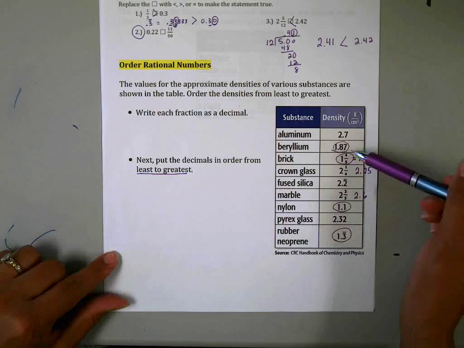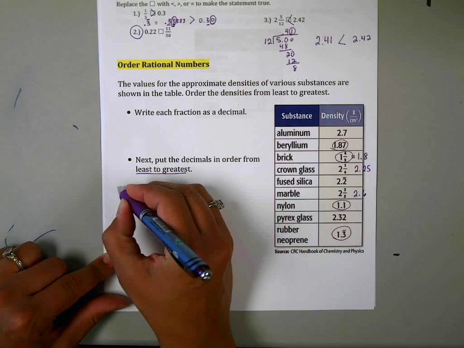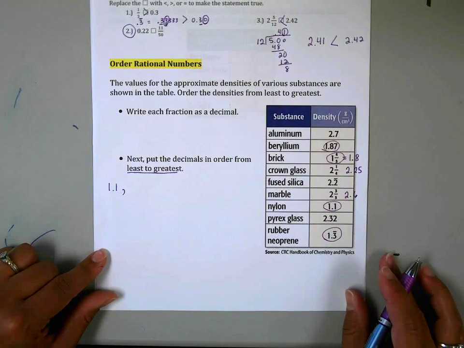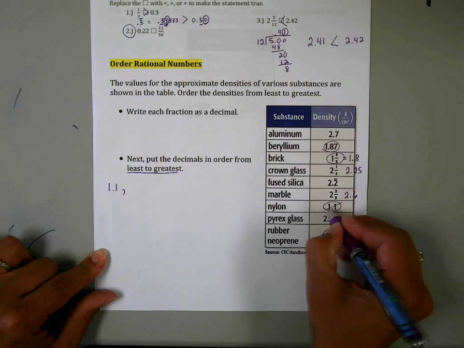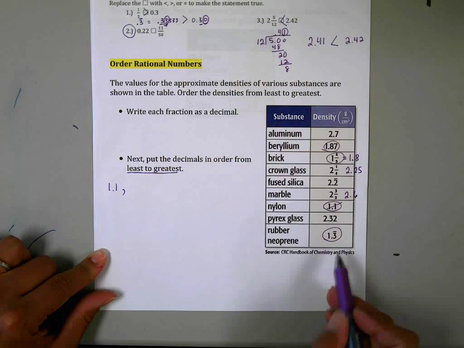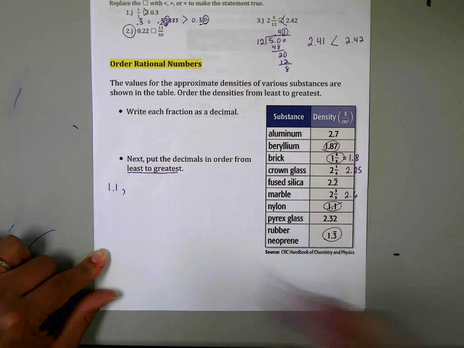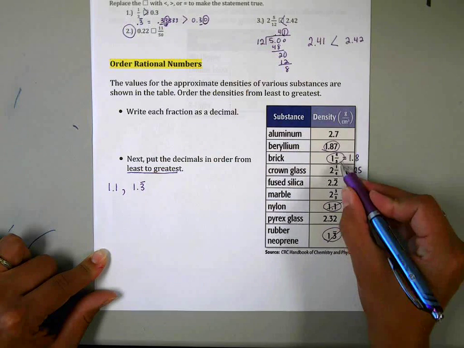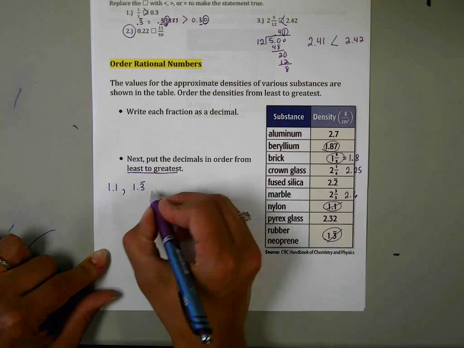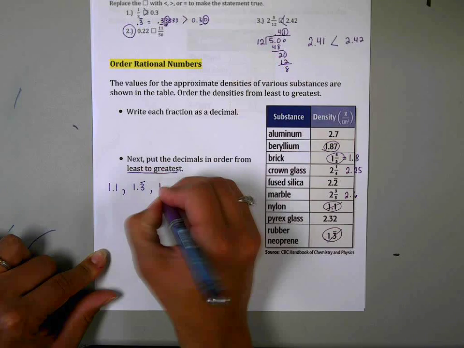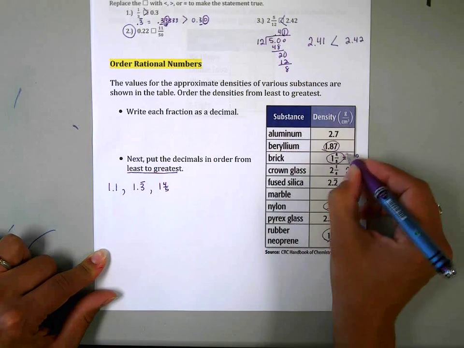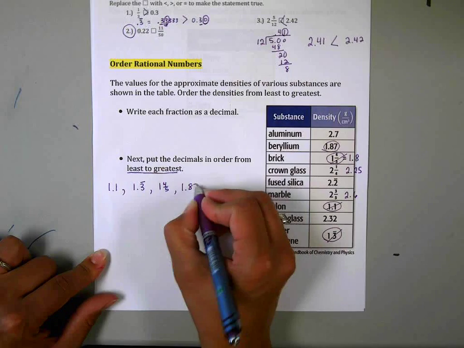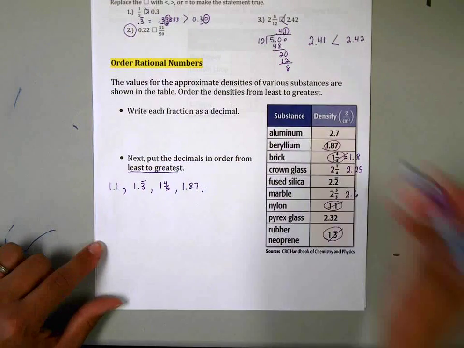So I have 1.1 is my least. Please be sure when you are ordering these that you put them back into their original format. So I have 1.1, I'll X that out. My next number is 1.3 repeating. And then I have 1.8. I need to put that back in its original format. So I'm going to say 1 4/5. And then the last one is 1.87 or 1 87/100.